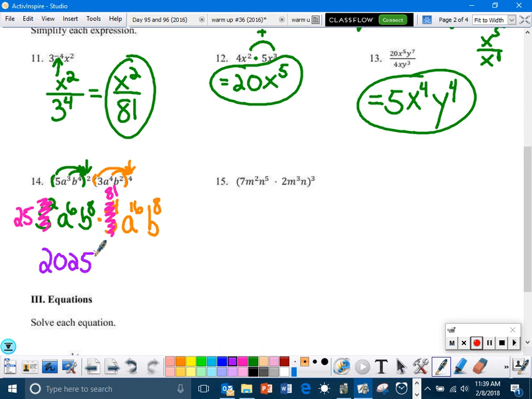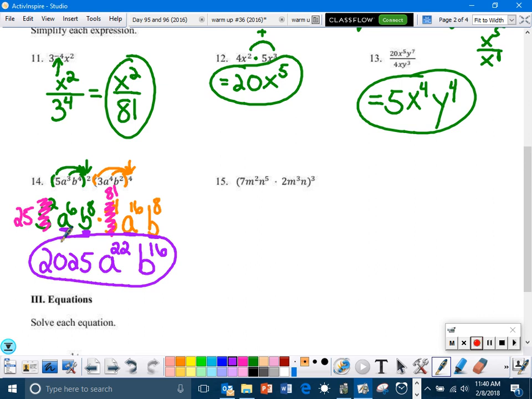Now the rule here, a to the 6th, a to the 16th. The rule here for exponents, again, is to add. So 6 plus 16, so that would be 22. So a to the 22 power. Same thing with the exponent of the b. We have b to the 8th, b to the 8th. 8 plus 8 is 16. That is our answer.